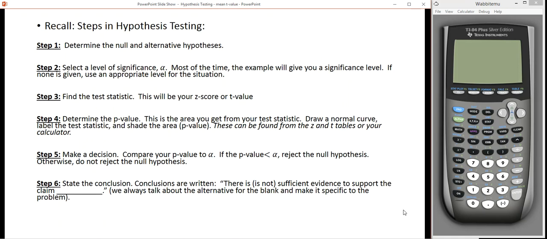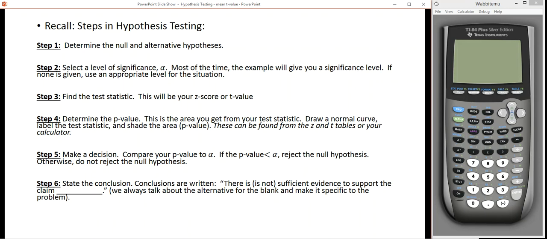Okay, so just a little reminder here about all of our steps in hypothesis testing. First, we have to determine the null and alternative hypotheses. 2, we have to select a level of significance alpha. If it's not given, we'll figure out what to do with that, but really most of them will be given. An appropriate level for the situation would be, depending on how critical it was, for something like a medical condition, you probably want a pretty small alpha. Otherwise, it doesn't matter. You can do the 0.05, 0.1, 0.01.